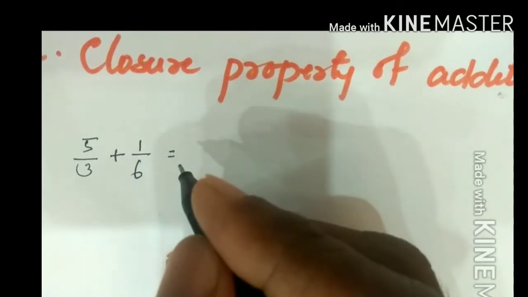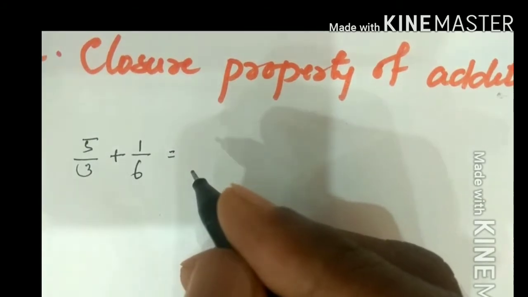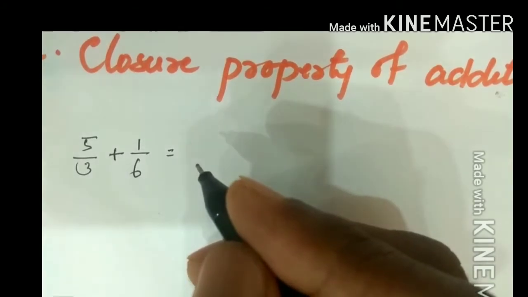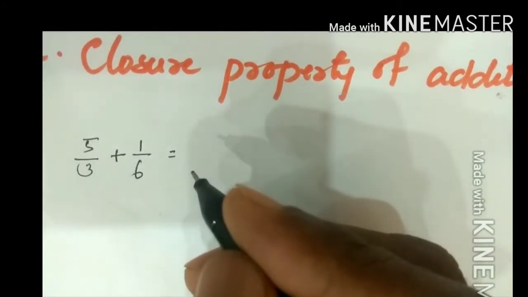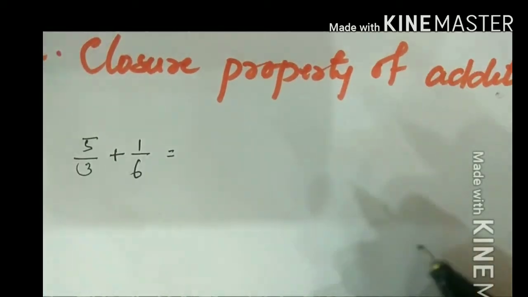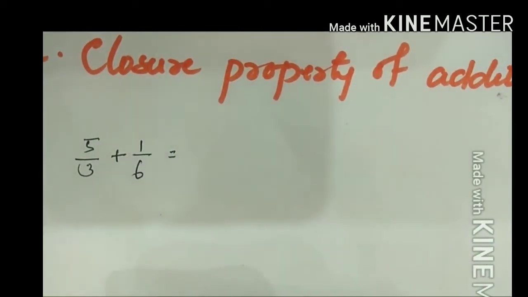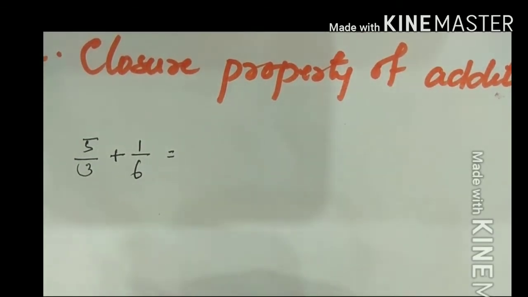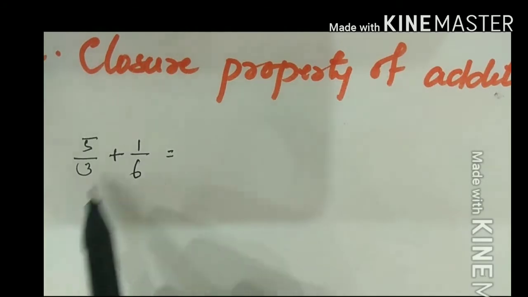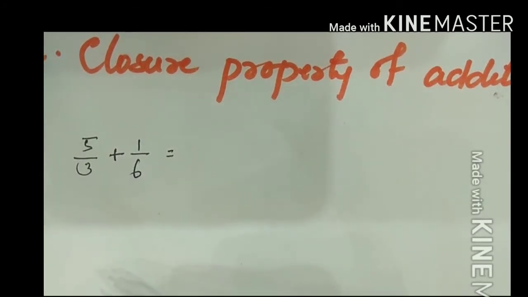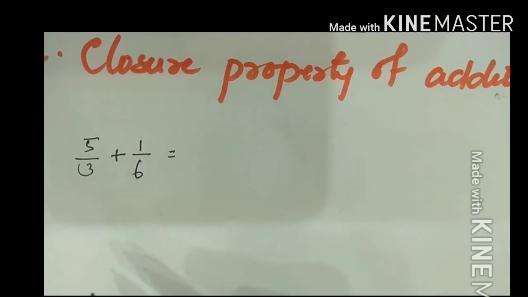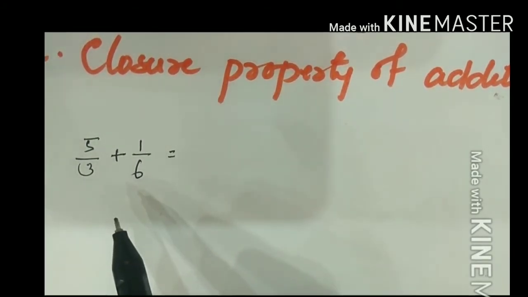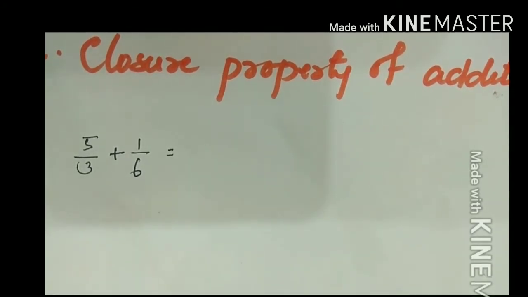Look here, 5 by 3 is a rational number and 1 by 6 is another rational number. What I'm going to do is, I'm going to teach you the closure property for addition. See, we have taken 2 rational numbers. First one is 5 by 3 and the second one is 1 by 6. Before we do, let us check whether these numbers are rational numbers or not.